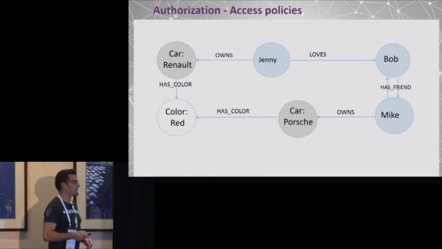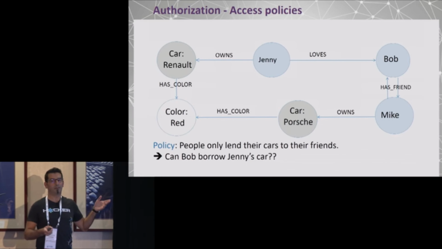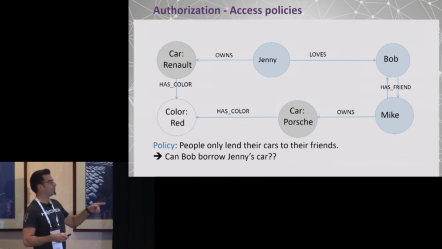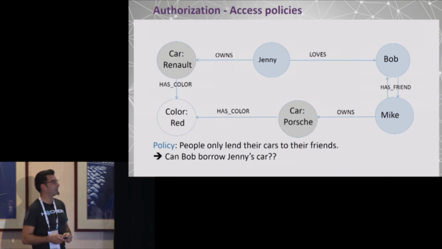Cool. Okay, so pretty simple. Everybody understands this. Now, here's our policy. People only lend their car to their friends. Fair enough. Here's a question. Can Bob borrow Jenny's car? That's a real access question, right? So how do we solve this?